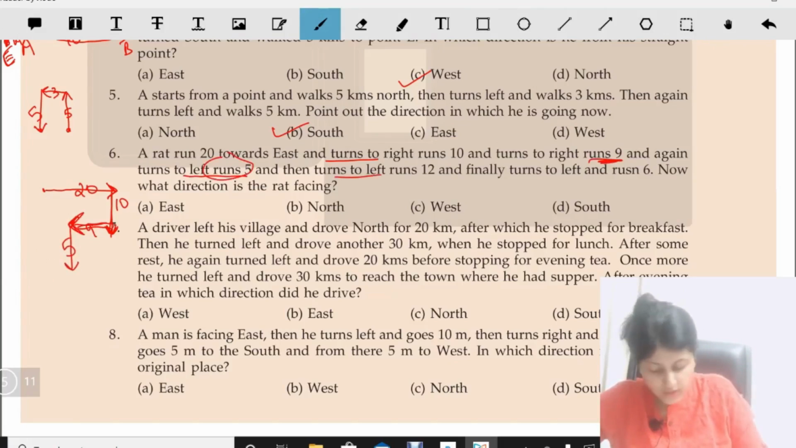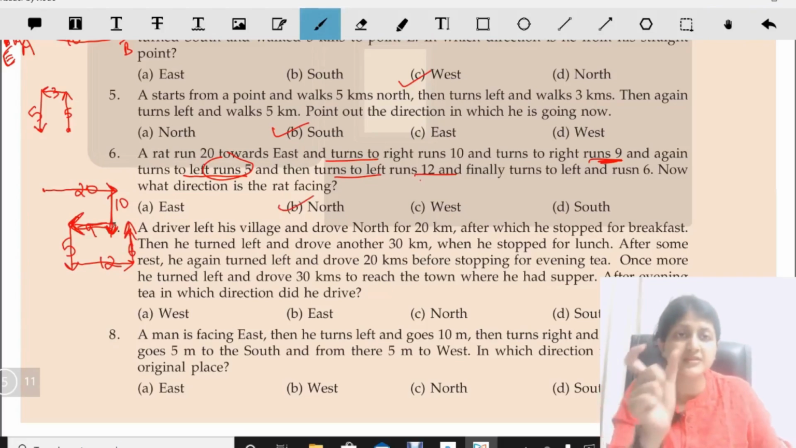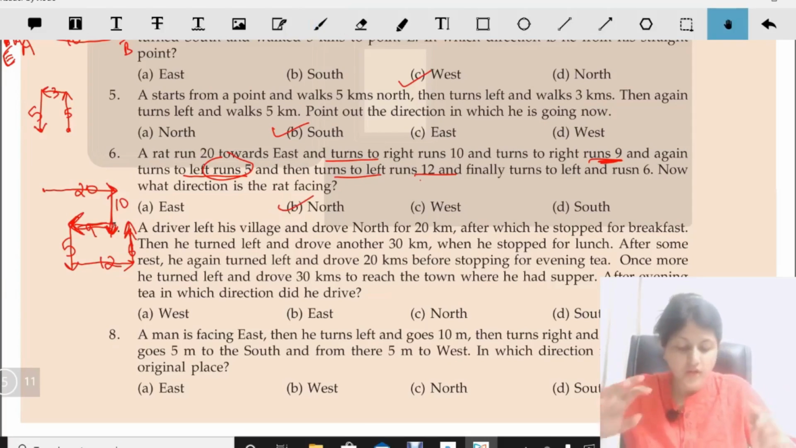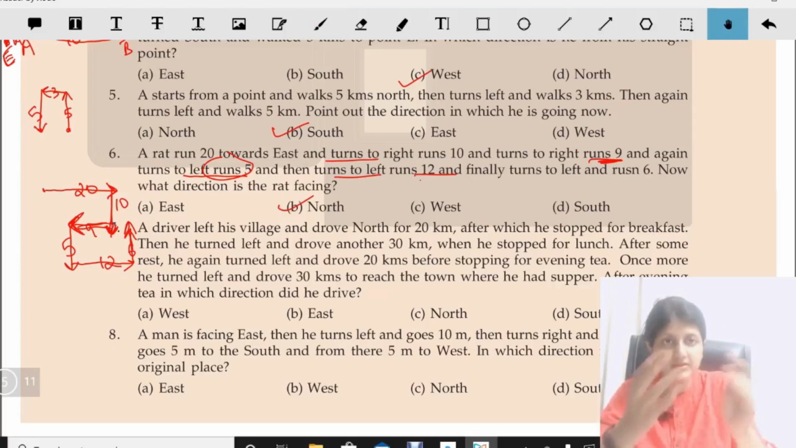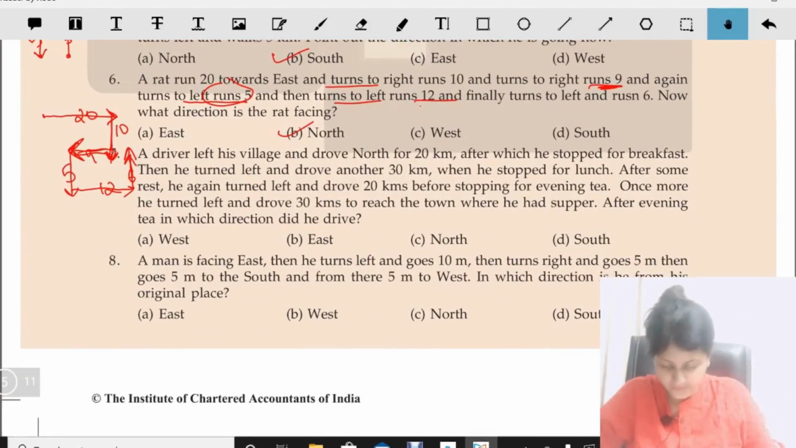And then turns to left, runs 12. And finally turns to left and runs 6. Now, what direction is the rat facing? The rat is facing north. We missed a part of the question because of which our answer became wrong. So, whenever you're solving in the exam or in the test or in the class also, keep your hand in the question, and then start making the diagram. Question number 7.